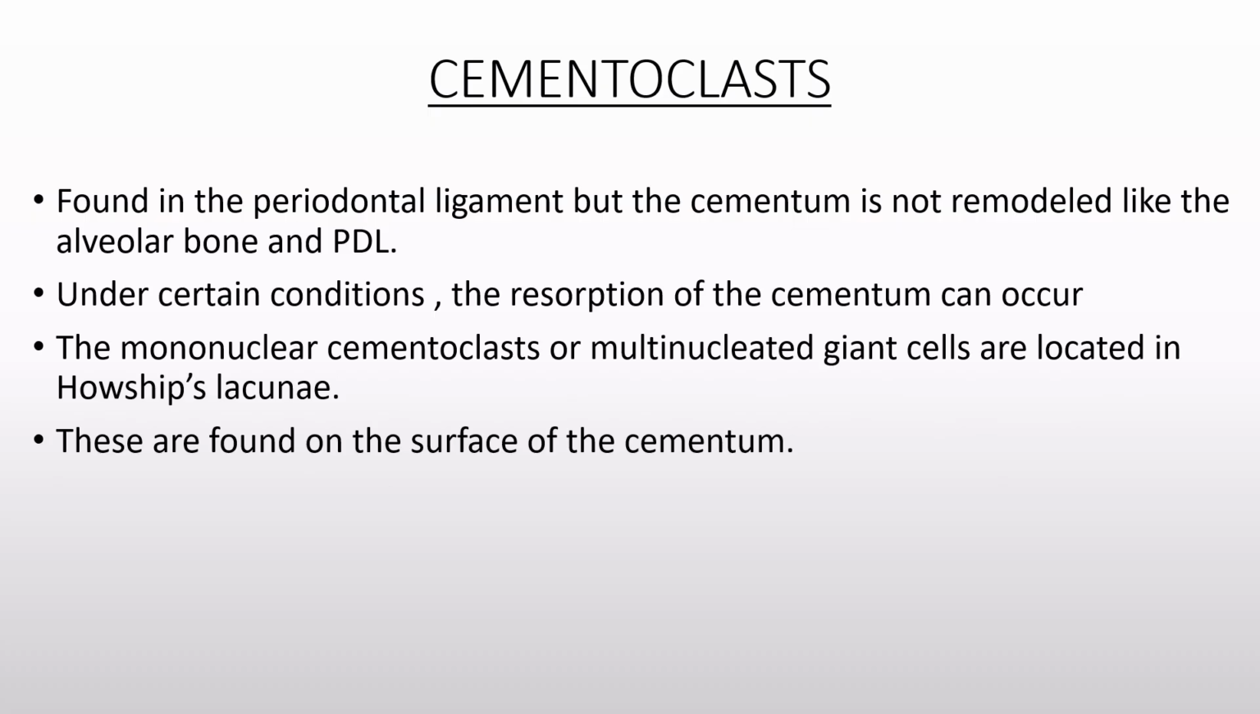Coming to the cementoclasts, these are cells which can be found in the periodontal ligament, but the cementum is not remodeled like that of the alveolar bone and the periodontal ligament. Under certain conditions, resorption of the cementum can occur. Mononuclear cementoclasts or multinuclear giant cells can be located in Howship's lacunae. They are found on the surface of the cementum.